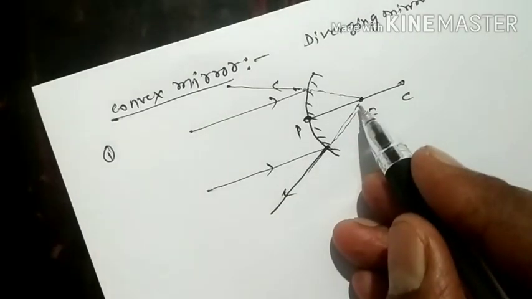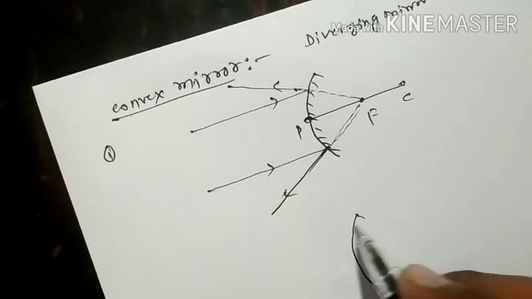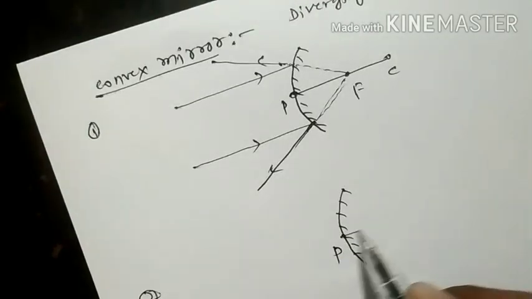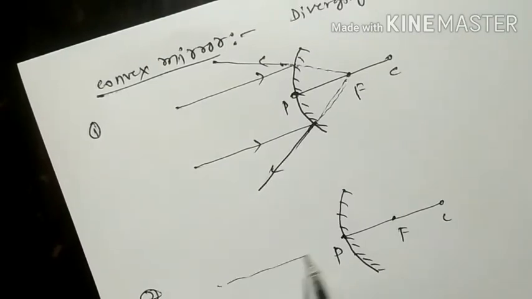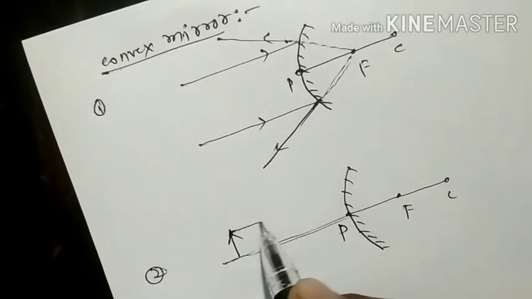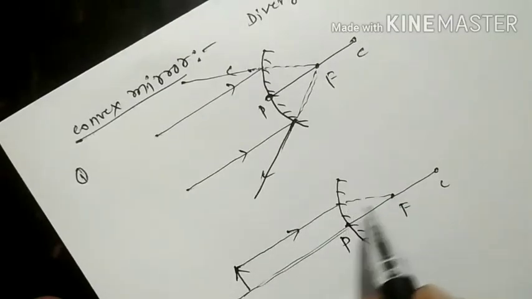This is the first case, where the object is at the focus. The second case is where you consider an extended object. So this is the pole, this is the center of curvature, and this is the focus. The object is placed on the principal axis. A light ray parallel to the principal axis, after reflection, appears to pass through the focus.